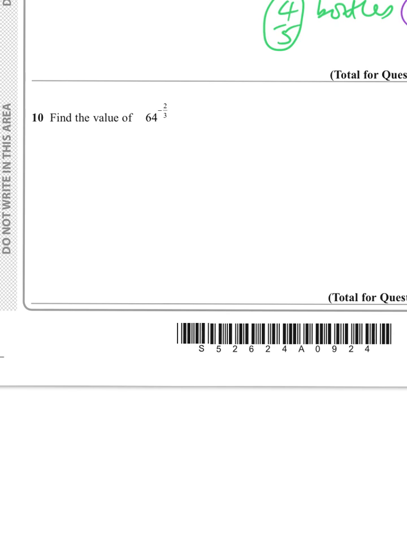Question 10. Find the value of 64 to the power -2/3. Well, this isn't too bad. If we look at this negative sign here, that just tells us to find the reciprocal. So that's the same as 1/64 to the 2/3. And then if we split this down here, we'd have 64 to the power of 1/3, then squared.